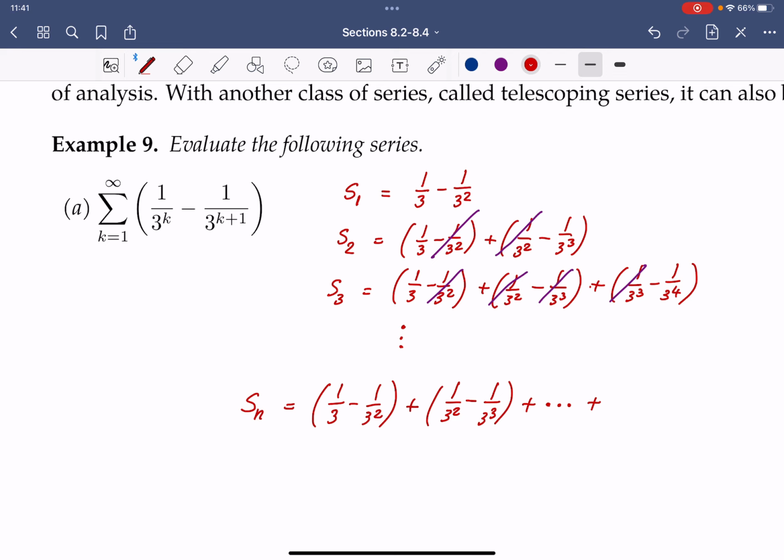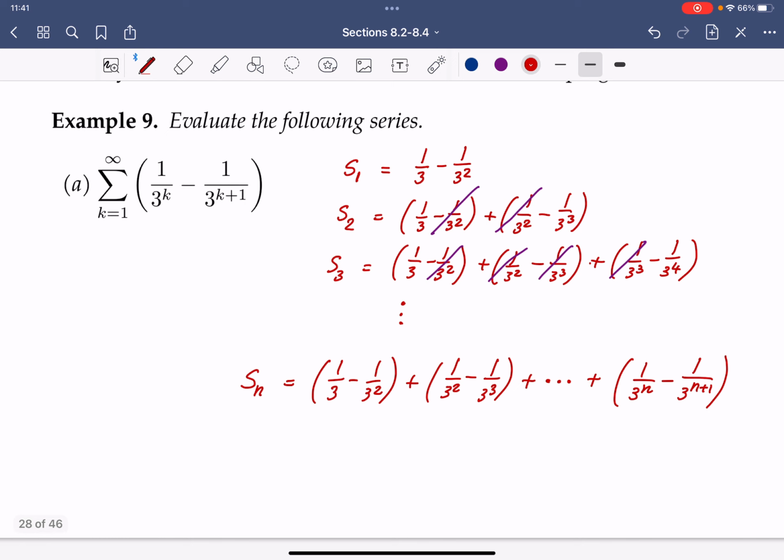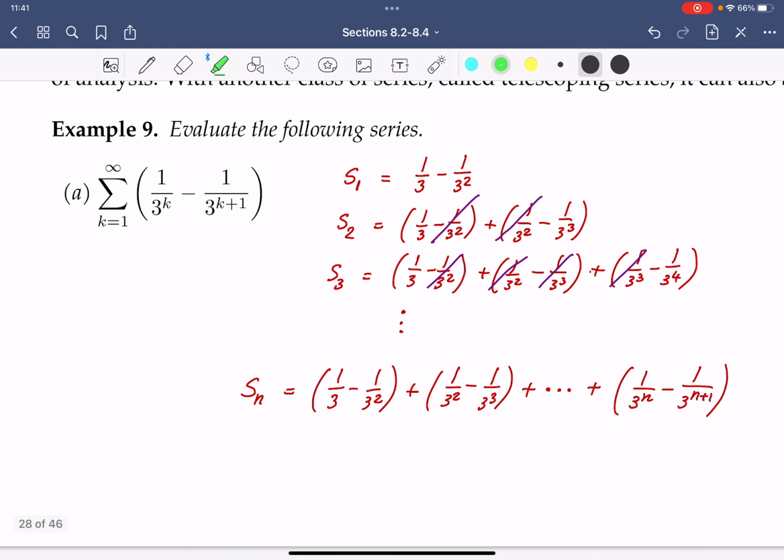Sn is the sum of n terms, and the nth term is gonna be 1 over 3 to the n minus 1 over 3 to the n plus 1. Would you agree? This is the Sn. Then you're gonna cancel so many terms here, because 1 over 9 cancels with 1 over 9, 1 over 27 cancels with something in the dots, 1 over 3 to the n also cancels with something in the dots. So basically Sn has only 1/3 minus 1 over 3 to the n plus 1.